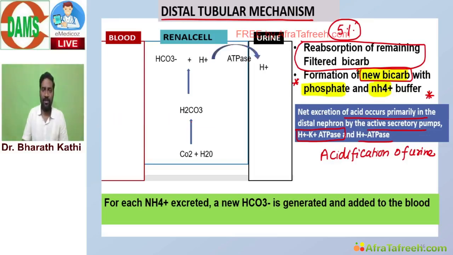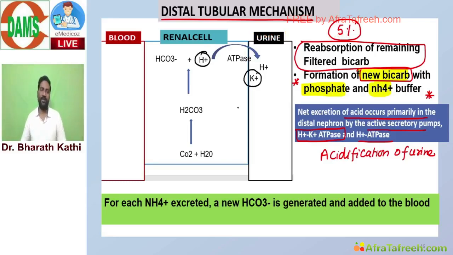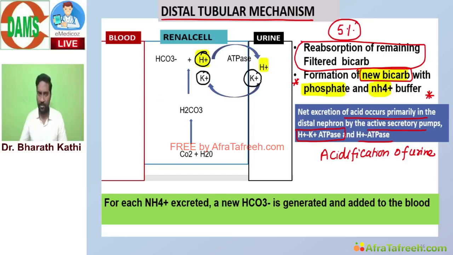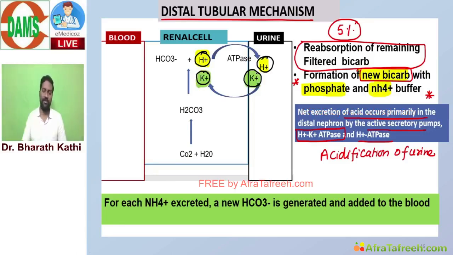Now there will be a H plus K plus ATPase pump in the distal nephron. This pump is responsible for H plus going into the urine, whereas K plus can come back into the renal cell. This is called the H plus K plus ATPase pump. Now the end result is H plus going into the urine.